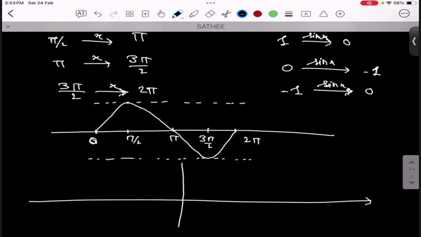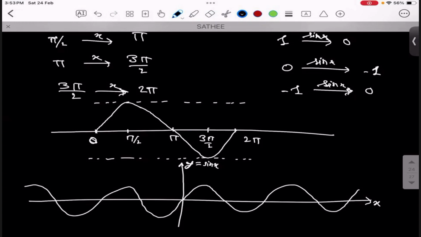This is the x-axis, which represents the radians. This is the y-axis, which represents the range of the sin x function, like y equals sin x. So you can see clearly that it is a wave. This is forming like a wave, and this is a periodic function. After each 2 pi distance, you can see the values are the same.